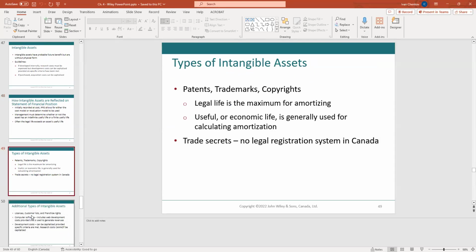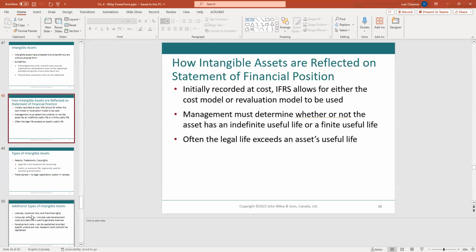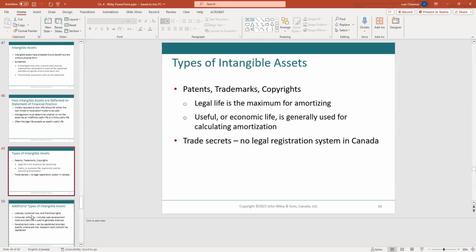What is the type of the intangible assets? We can have trademarks and copyrights. If we have trademarks, then the legal life is the maximum for amortizing. Legal life is the one that we may use to assess the useful life. So the legal life in that case becomes the maximum for amortization.